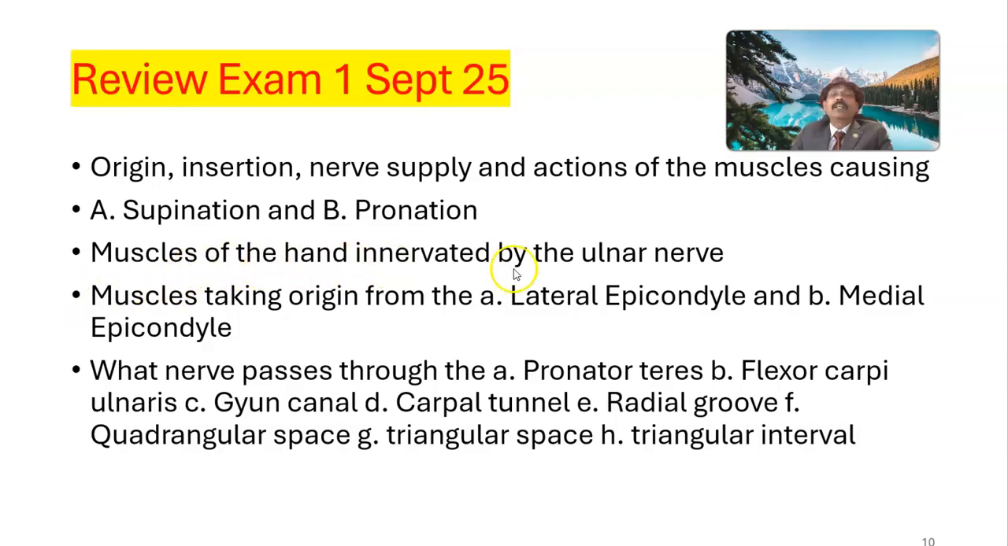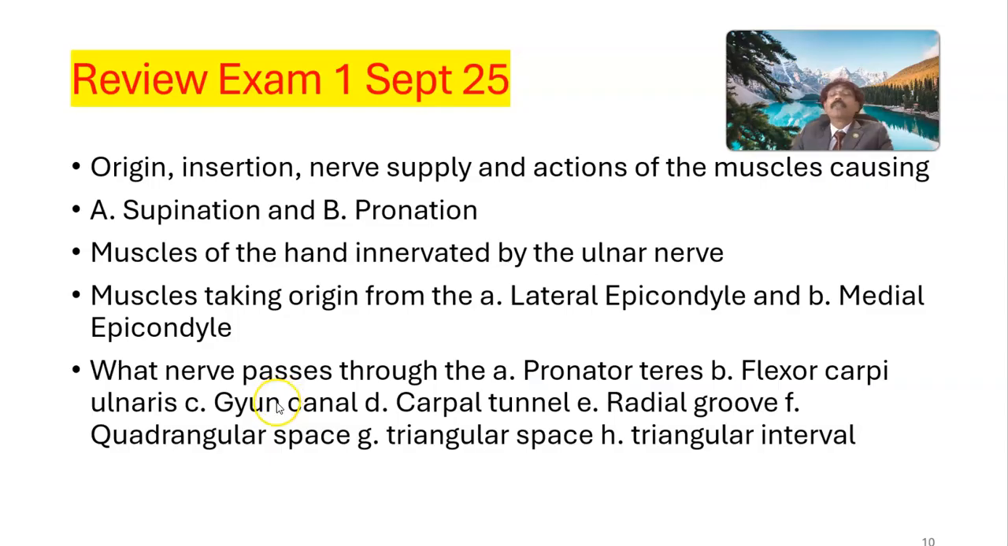Muscles of the hand innervated by the ulnar nerve we just discussed. Muscles taking origin from the lateral epicondyle: all the extensor muscles of the forearm. Medial epicondyle: common origin of the flexor muscles of the forearm. What nerve passes through the pronator teres? The median nerve. Flexor carpi ulnaris, the ulnar nerve. We may get cubital tunnel syndrome due to compression of the ulnar nerve in the flexor carpi ulnaris.